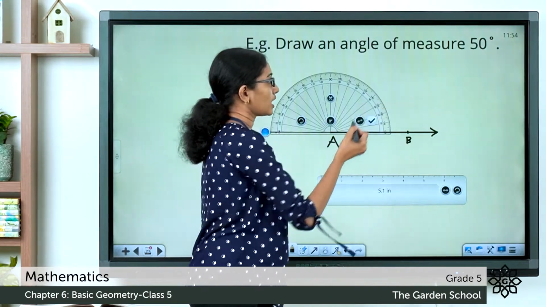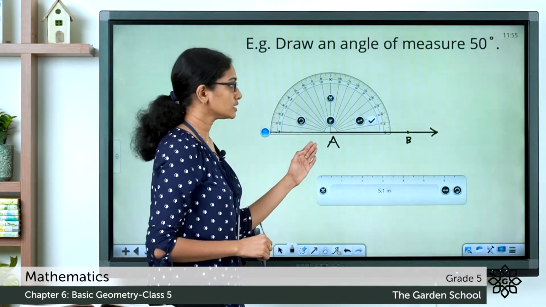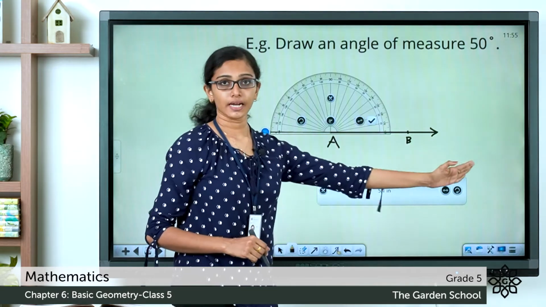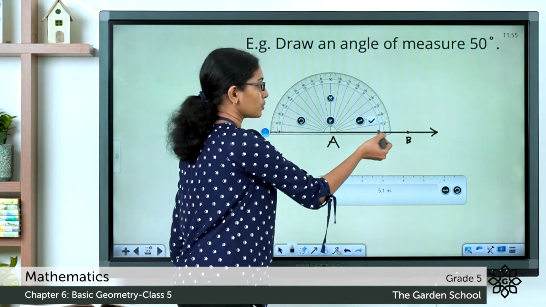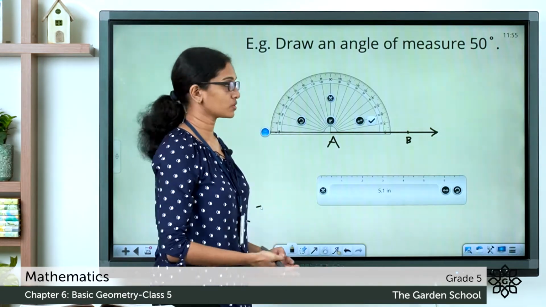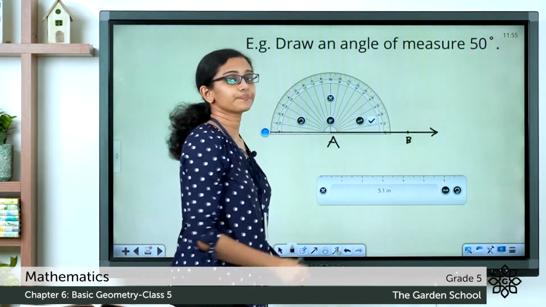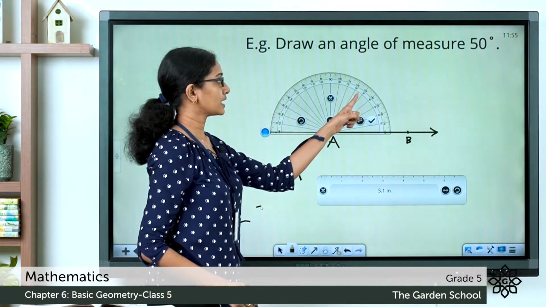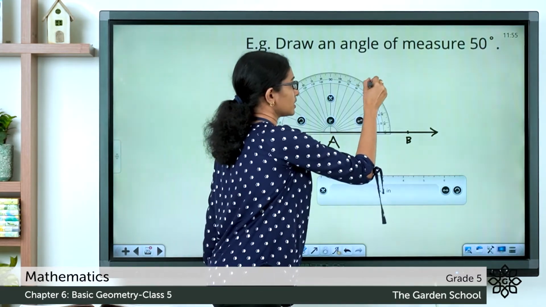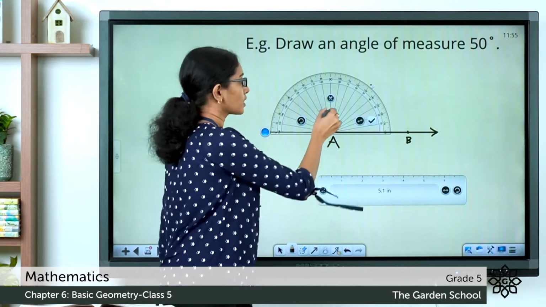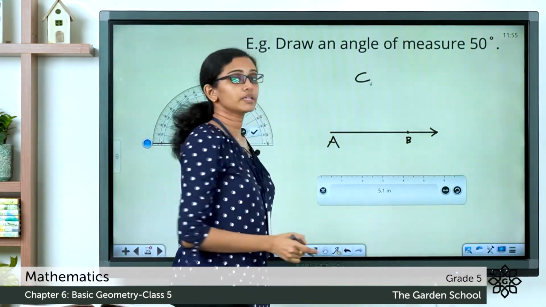Now, we are asked to measure an angle measuring 50 degree. So since the lower arm is pointed towards the right, we are going to use the inner scale in this case. So start counting from 0 degree, the initial position, 0, 10, 20, 30, 40 and 50. We can see 50 on the inner scale here, and corresponding to 50, mark a point here. Now set aside the protractor, name the point, let it be C.